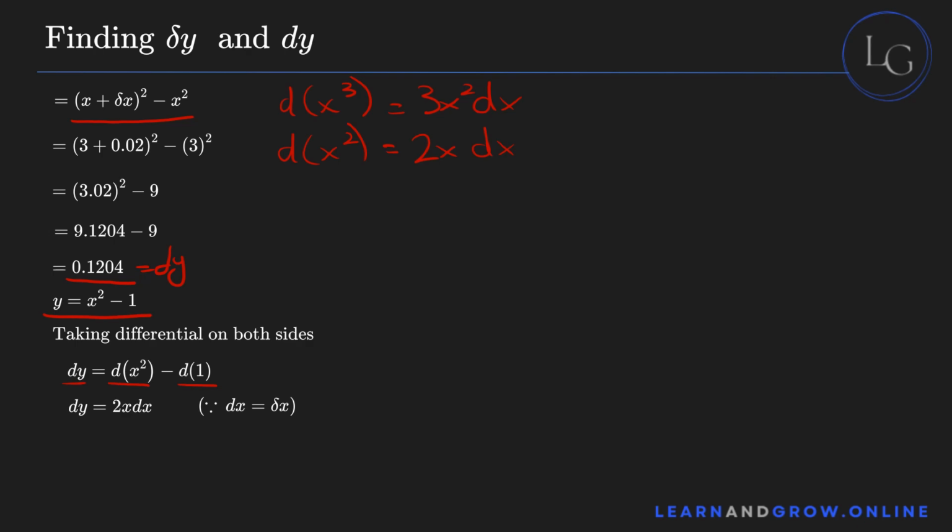So dy is equal to 2x dx, and since dx is equal to delta x, that is one of the rules, you'll get this. Remember that the value of delta x was equal to 0.02, the value of x was equal to 3, and this is 2, this 2, and so you get the value of dy equal to 0.12. Now you can see that 0.1204 is approximately equal to 0.12, and hence you have proven the rule that dy is approximately equal to delta y.